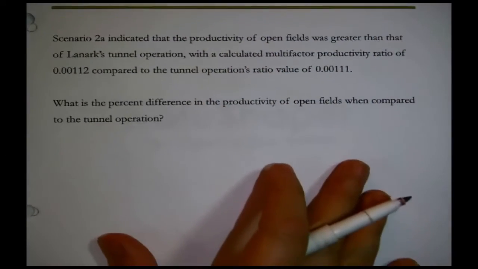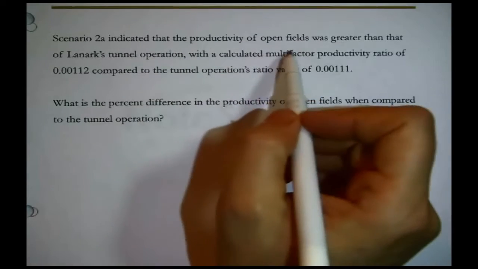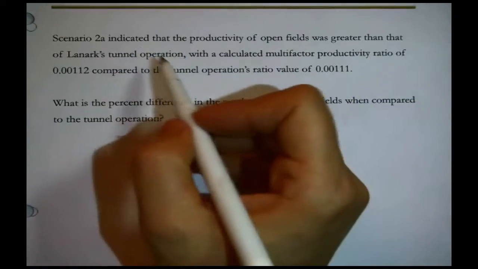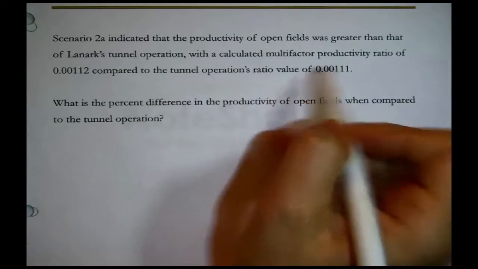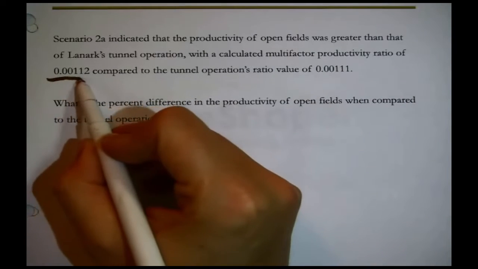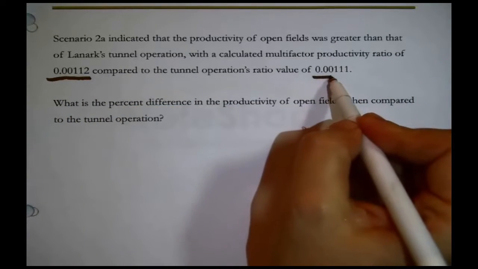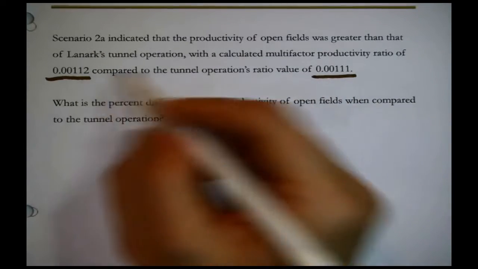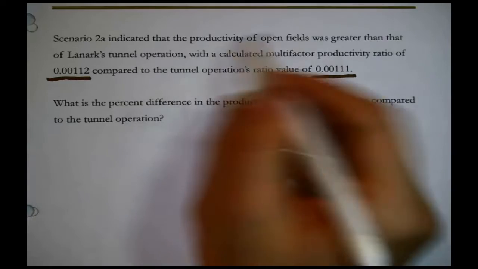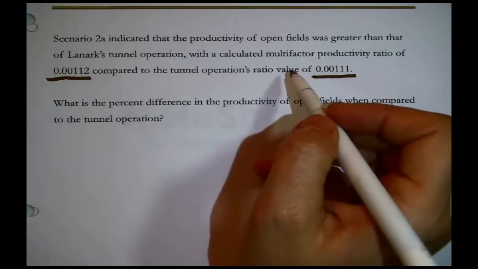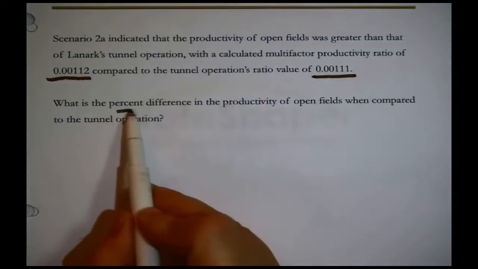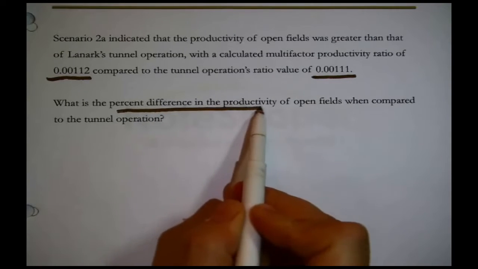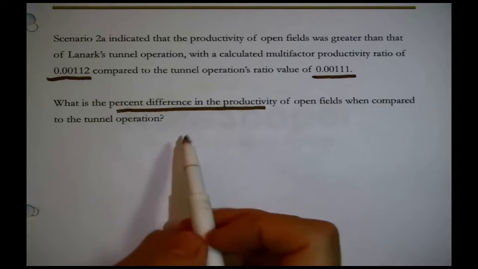analysis. Let's look. Scenario 2A indicated that the productivity of the open air fields was greater than Lenark's tunnel operation by comparing these two numbers here, and that is what last time in 2A took us quite a bit of groundwork to produce. Now here, we don't have to do any such calculations. It's only asking what is the percent difference in the productivity of the open air fields versus the tunnel operation. Right, because we had done a lot of scratch work to come up with those numbers.